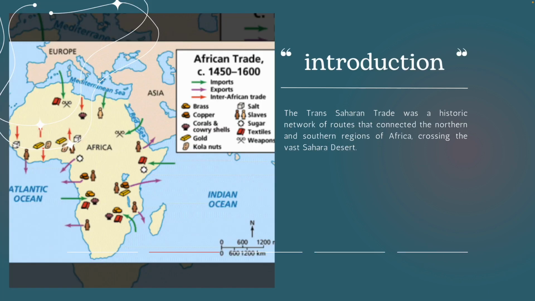As you can see, the Trans-Saharan trade route was a historic network that connected the northern and southern parts of Africa, and you had to cross the Sahara Desert. The Sahara Desert is somewhere around here. It was all through here. There's a massive desert there. This is the northern part of Africa, and everywhere here is the southern part of Africa.